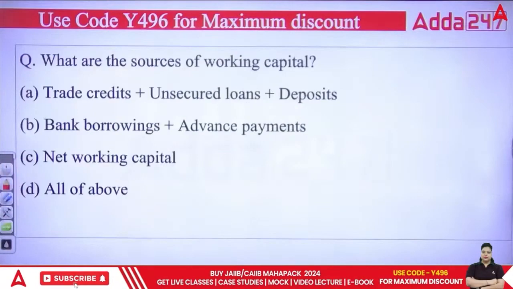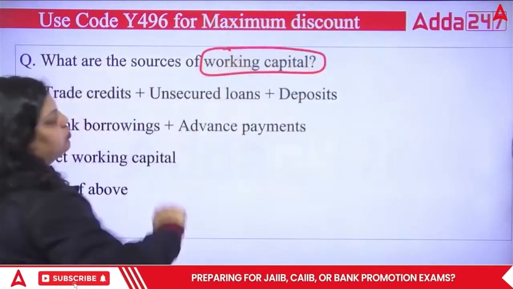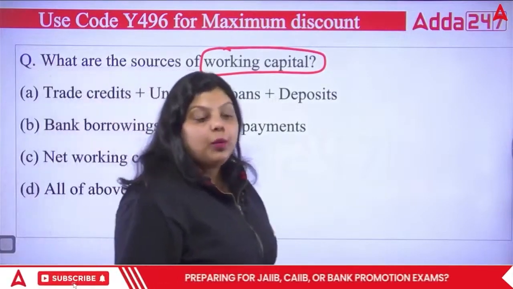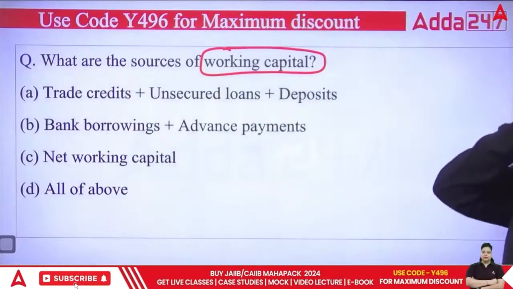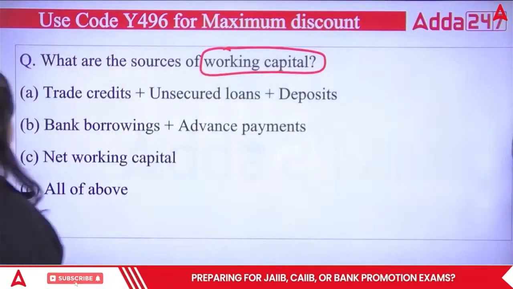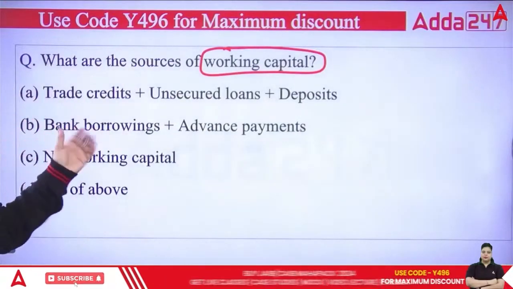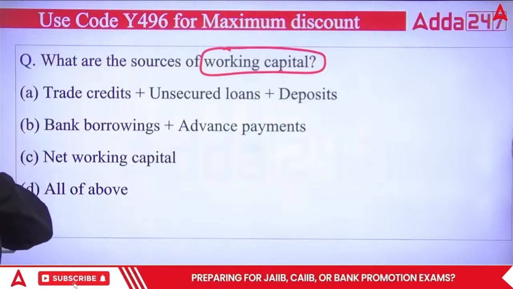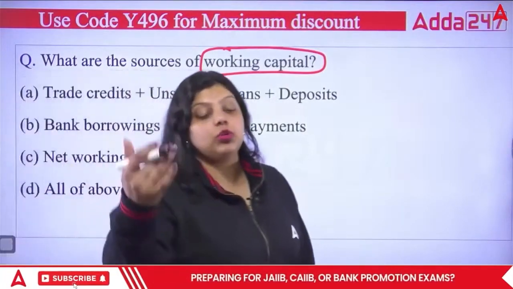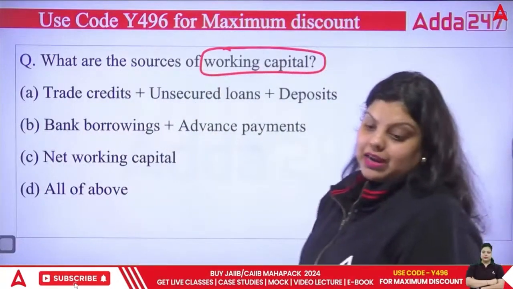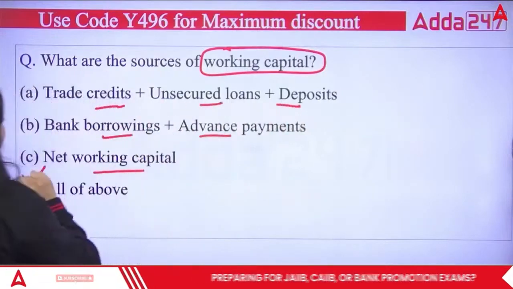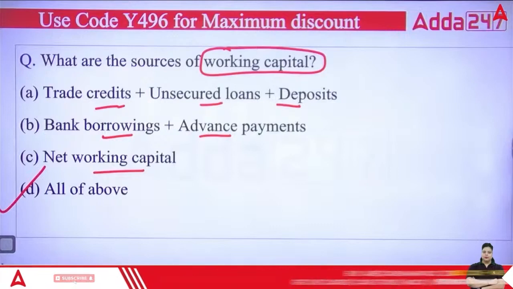Okay. Now, what are the sources of working capital? Working capital is simply what is required to perform day-to-day functions. The capital which is required to function on a daily basis, that is your working capital. Clear? The options are trade credit, unsecured loans plus deposit, bank borrowing plus advance payment, net working capital, and all of the above. Which is correct? Working capital means the capital required for the day-to-day transactions of your business. The right answer for this question will be all of the above. Trade credit, unsecured loan, deposit, bank borrowing, advance payment, and net working capital are all sources of working capital. So the right answer is D.